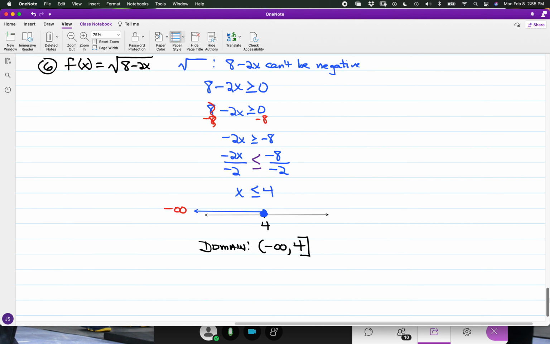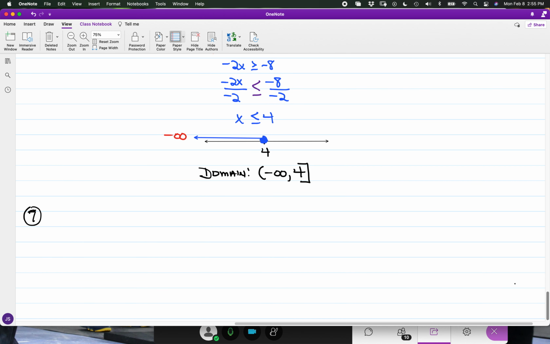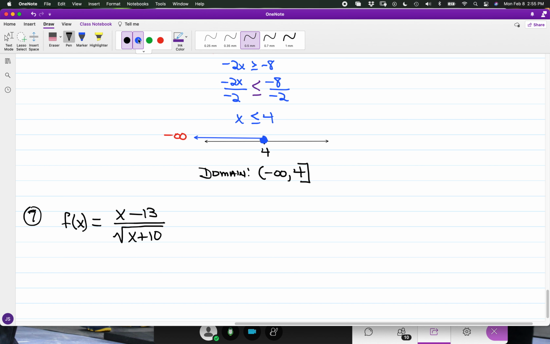And we'll say that we have f of x is equal to x minus 13 all over the square root of x plus 10. So you have a twofold situation here, one of which we have most recently been working with.